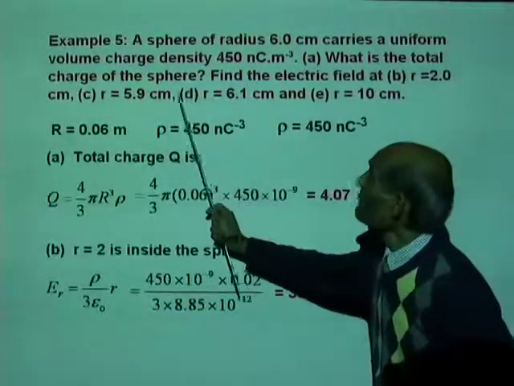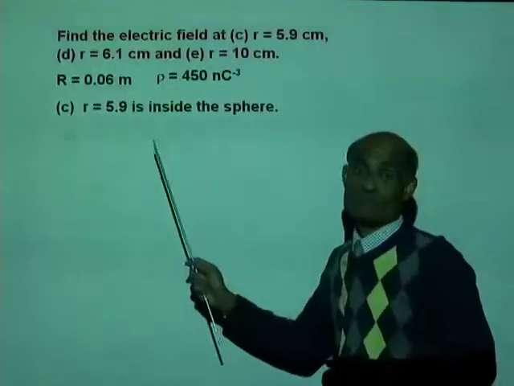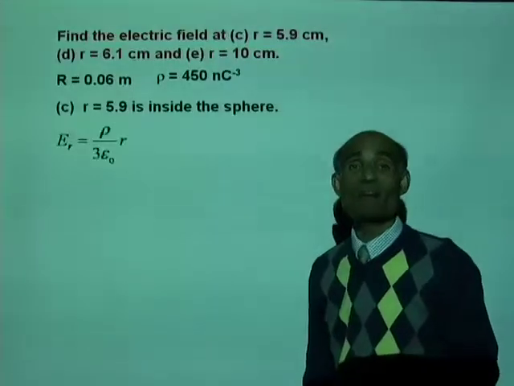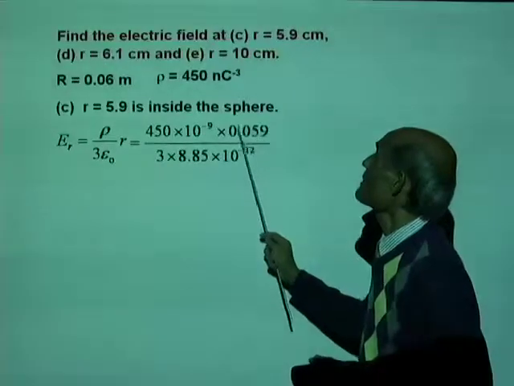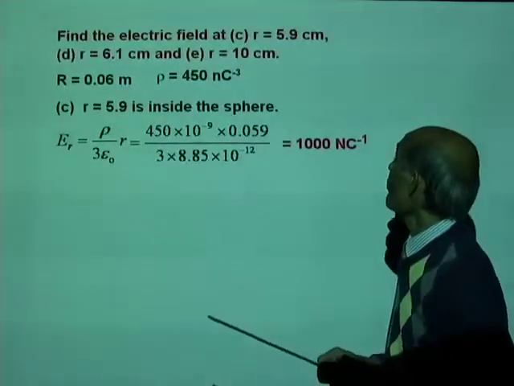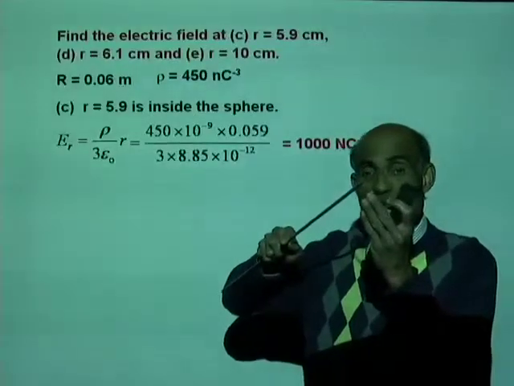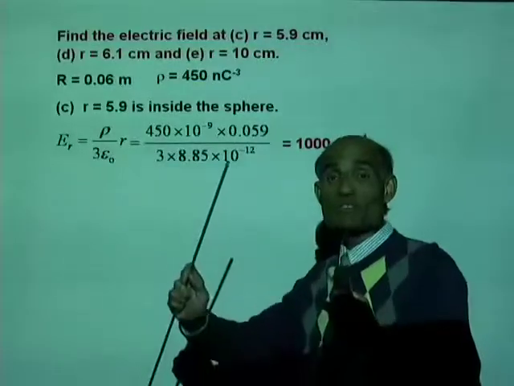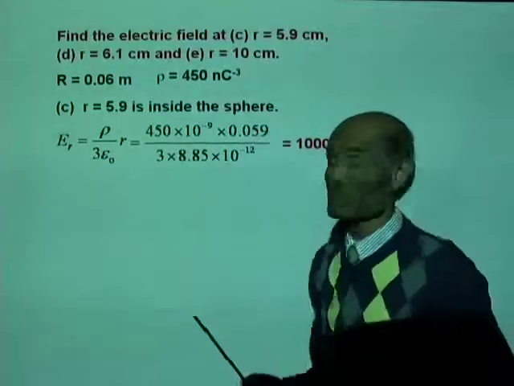Well, what is the electric field at r equal to 5.9? The same relation. Our r now is 0.059. So replace that r by 0.059. Everything else remains the same. And that field is 1000 Newton per Coulomb. You can see as we move away from the center towards the surface, the electric field increases inside the spherical conductor or the spherical charged object.